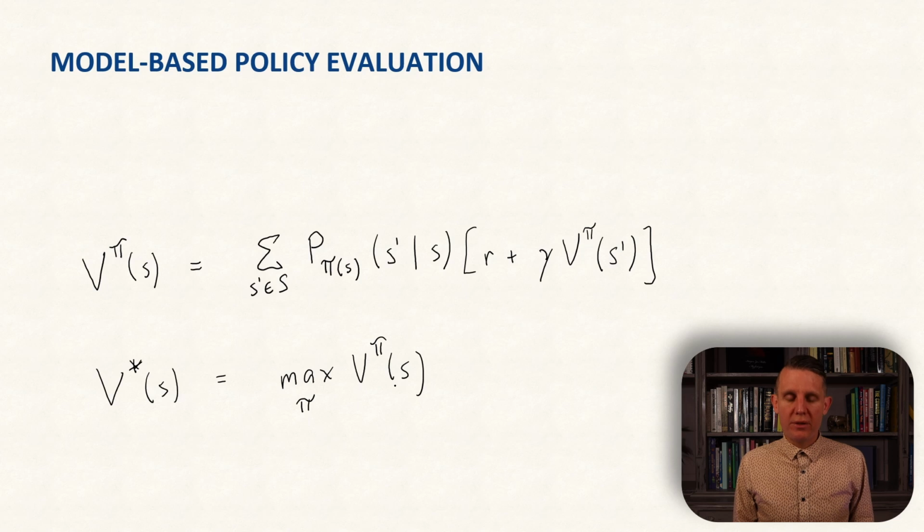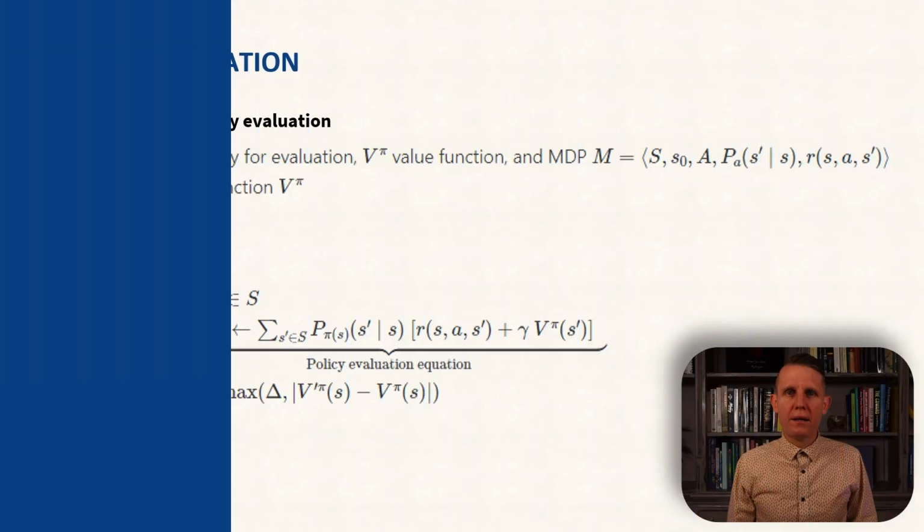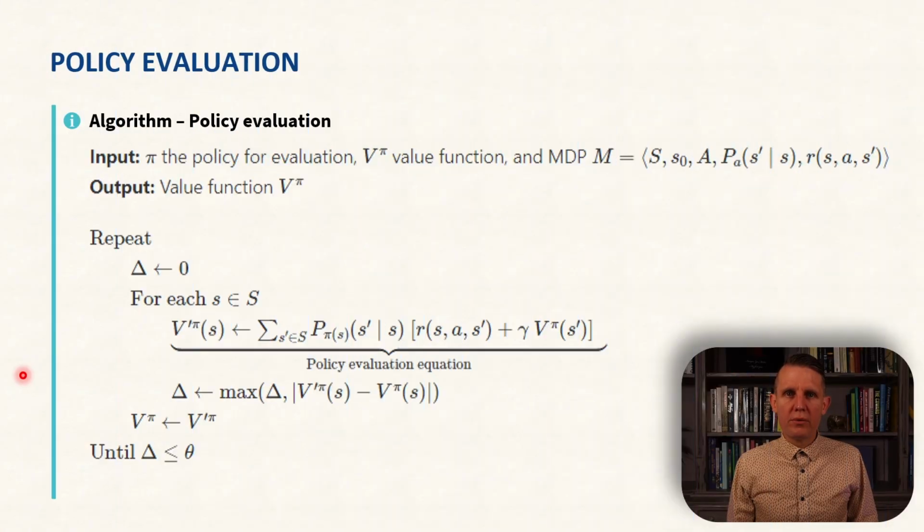Therefore, in policy-based methods, what we're trying to find is the policy that maximizes the value function given that policy. So here's an algorithm for policy evaluation using dynamic programming. This is a model-based algorithm because it assumes that we know the transition function and the reward function. You'll notice the similarities with value iteration.